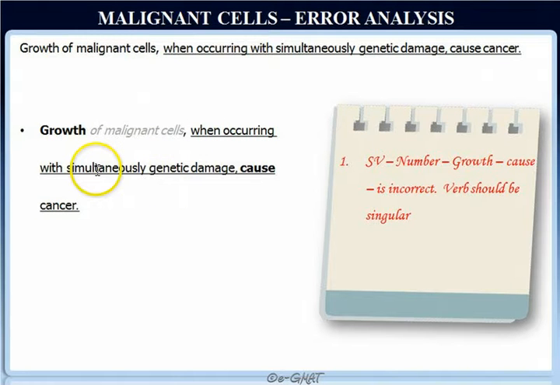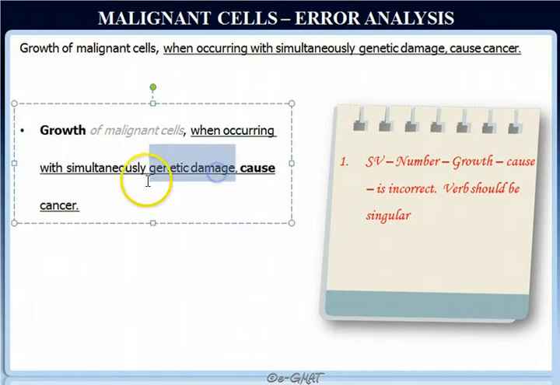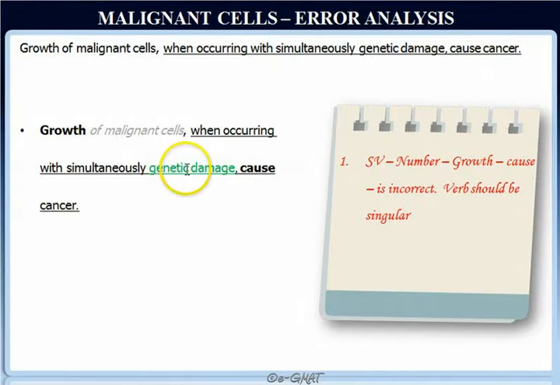So now let's look at simultaneously genetic damage. Here simultaneously is an adverb, and it's modifying genetic damage, which is a noun here. Even though genetic is an adjective here, genetic damage together is a noun phrase. So it's modifying this noun phrase genetic damage. Even if it were supposed to modify genetic damage, it would have been incorrect, because you cannot use an adverb to modify a noun. So it should have been simultaneous genetic damage.